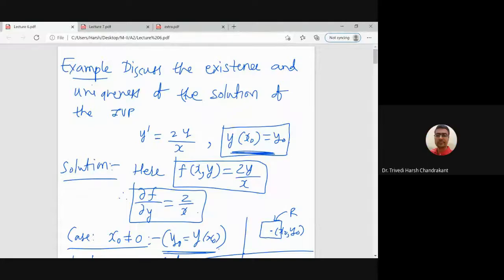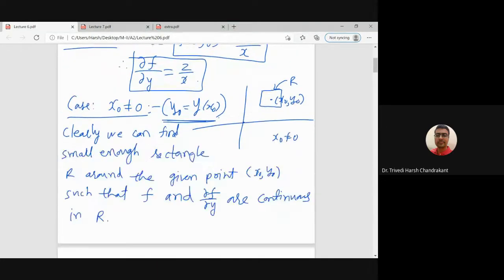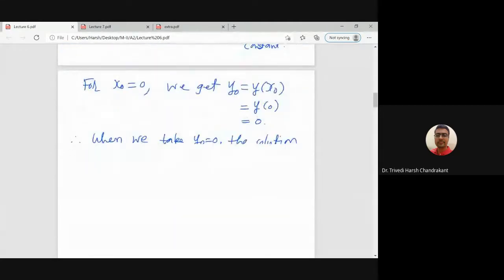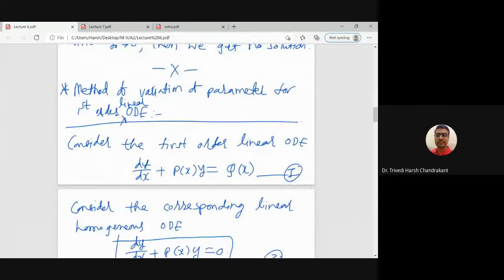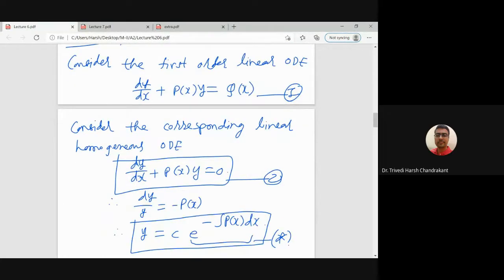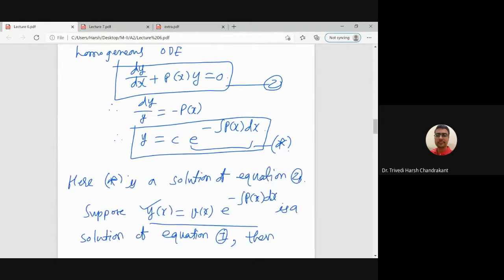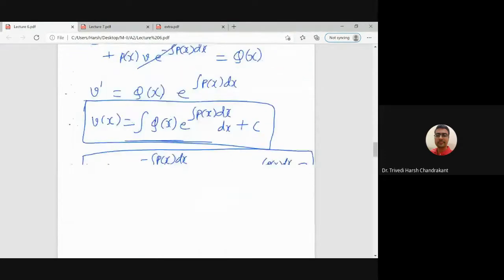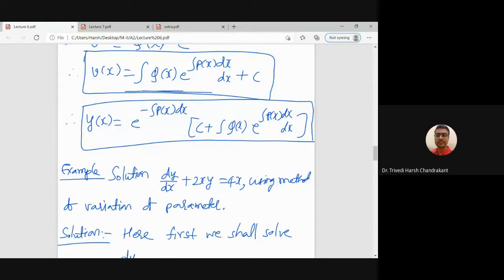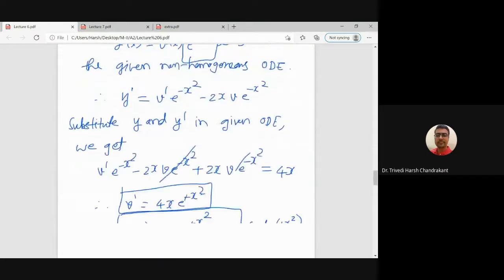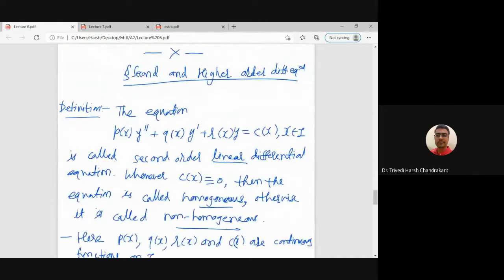One example of existence and uniqueness in terms of arbitrary initial condition, essentially, that is y of x naught is y naught. After that, we discussed one method, variation of parameters, for solving a first order linear differential equation. First we solved the homogeneous part, and then we solved the general non-homogeneous equation, and this is the formula of the solution of the first order linear differential equation. And then we have seen one example.